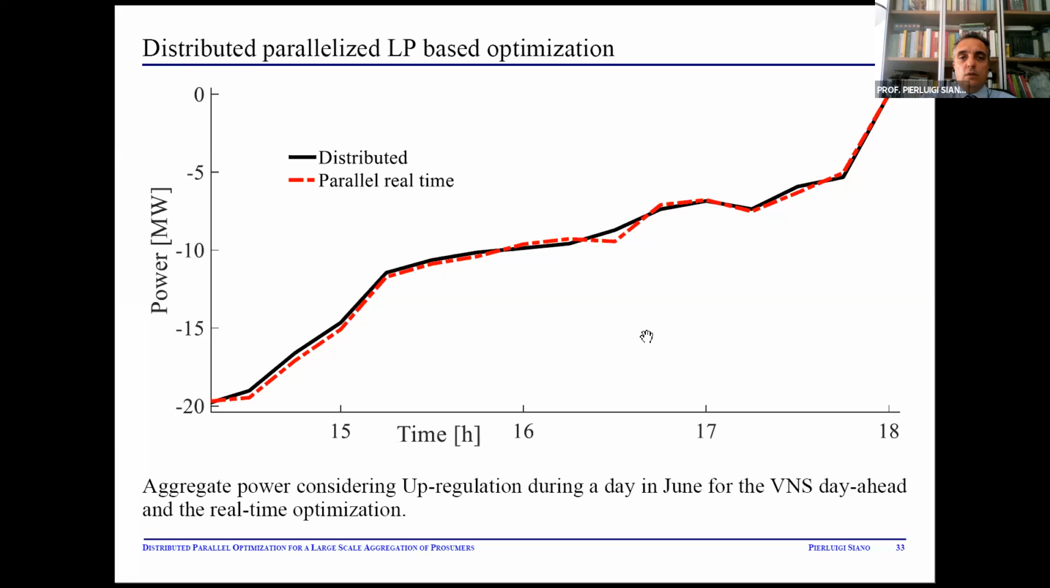Considering also the impact of the forecast error, we have assumed a 20% error for the forecast of electrical load and a 10% forecast error for photovoltaic production. Here we can see the absorbed powers related to the day-ahead and the real-time optimization. And we can see that regardless of the forecast error, the parallel real-time optimization can achieve a power profile very close to that accepted during the day ahead in the ancillary services market.